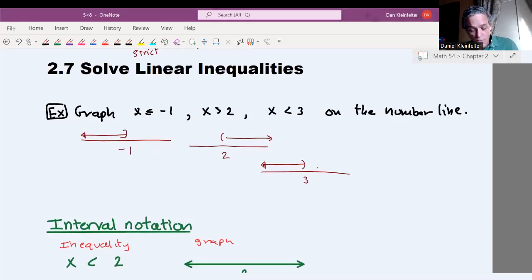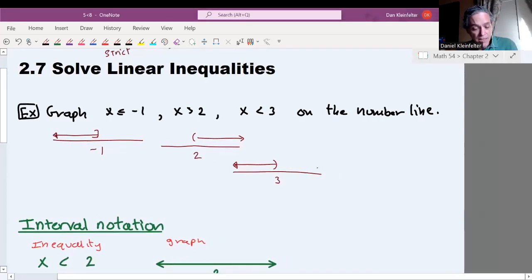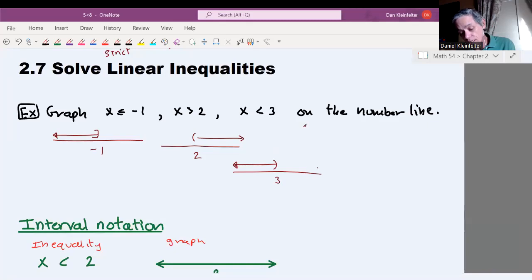And then let me do one more where we have the last possibility. Let's do another greater than or equal to. So let's make x is greater than or equal to 10. That would be the numbers 10 and higher. So anything to the right of 10 and also including 10.